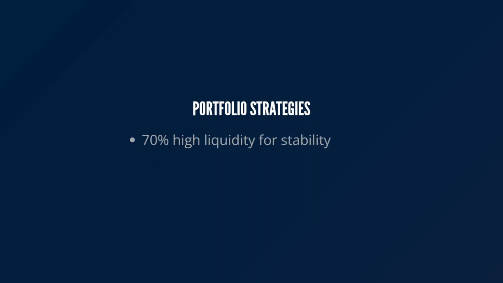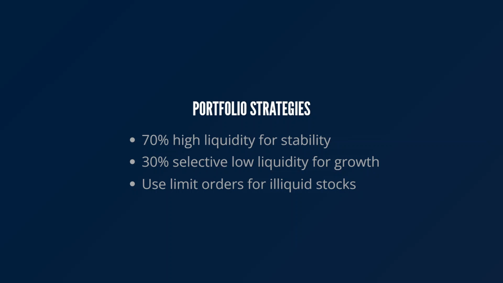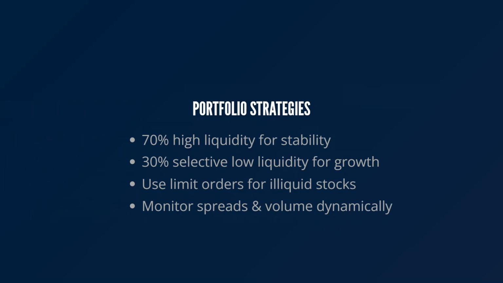Slide 8, portfolio strategies. First point, allocate roughly 70% to high liquidity core holdings for stability. Second, 30% to selective low liquidity for growth. Third, use limit orders in illiquid stocks to control price impact. Fourth, monitor spreads and volume actively. Think of it like tending a garden. High liquidity stocks are the sturdy trees. Low liquidity stocks are the exotic plants that can pay off if nurtured carefully. Ask, does your current allocation reflect this balance?